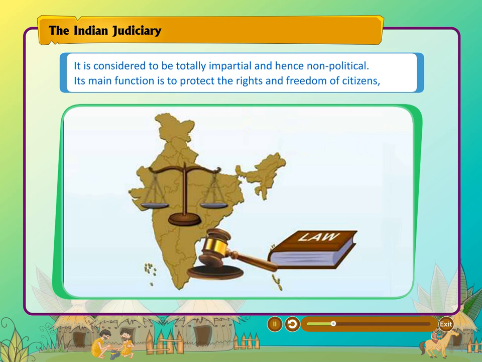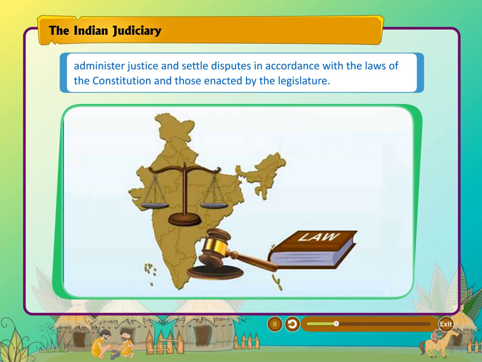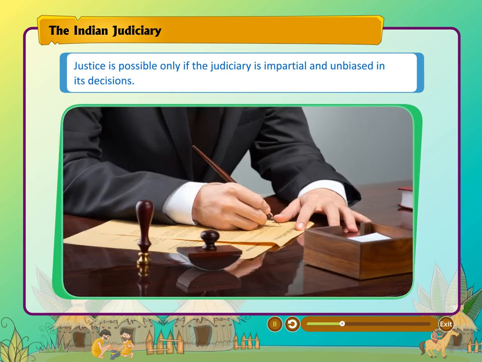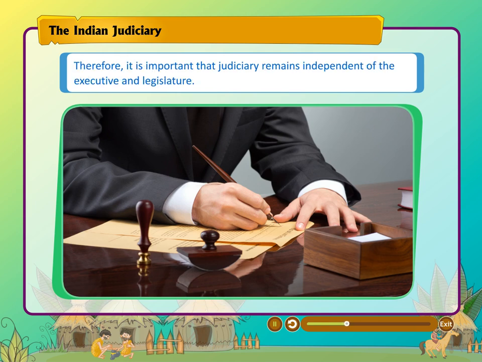Its main function is to protect the rights and freedom of citizens, administer justice and settle disputes in accordance with the laws of the Constitution and those enacted by the legislature. Justice is possible only if the judiciary is impartial and unbiased in its decisions. Therefore, it is important that the judiciary remains independent of the executive and legislature.